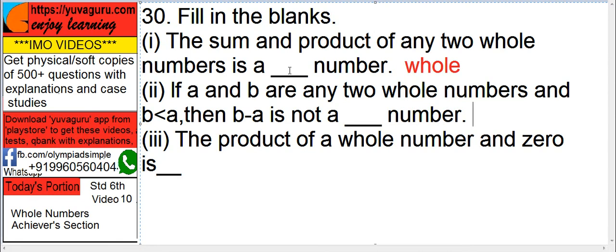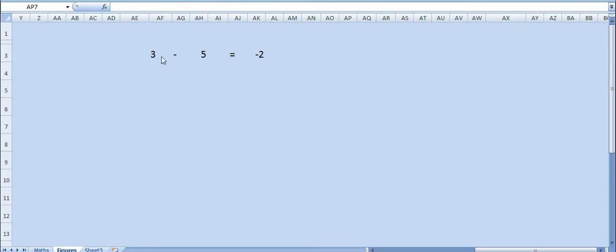If a and b are any two whole numbers and b is less than a, then b minus a is not a whole number. See this: 3 is less than 5, then 3 minus 5 equals minus 2. It's not defined for you in 6th standard, but it is not a whole number.